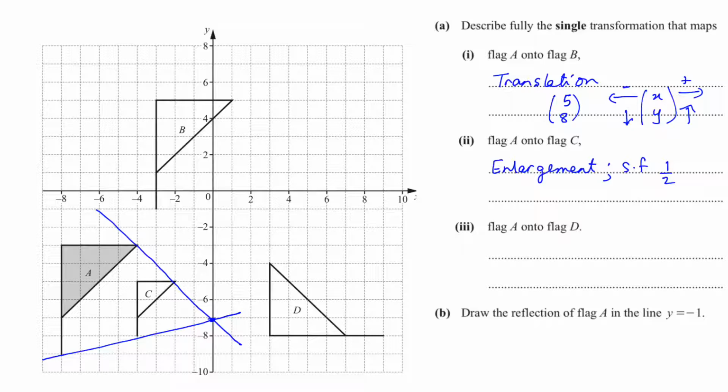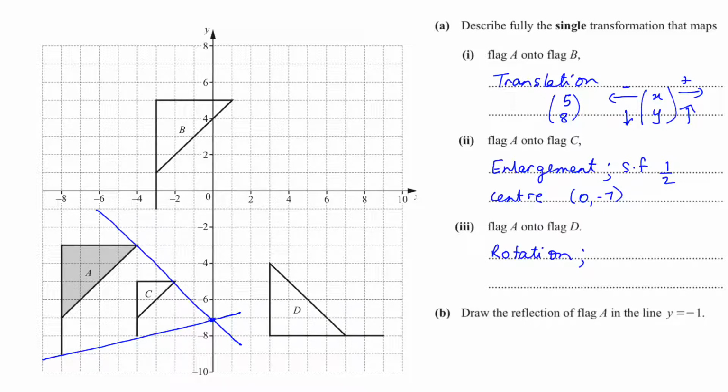We drew the lines here and they meet at (0, -7). Therefore, the center is (0, -7). A3: flag A onto flag D. You can see the position has been changed, but the size is the same.